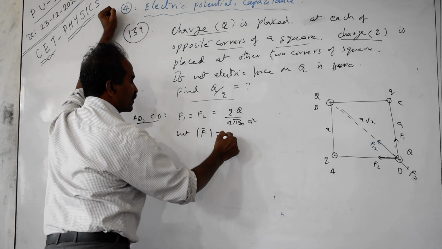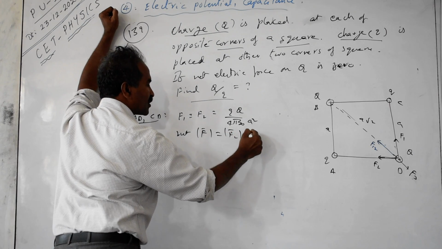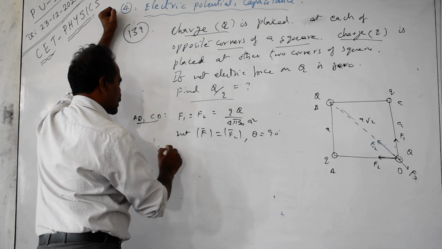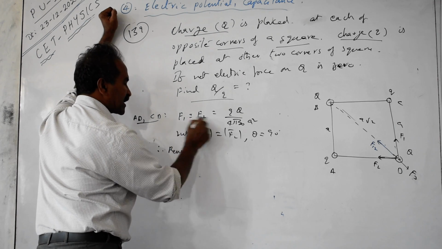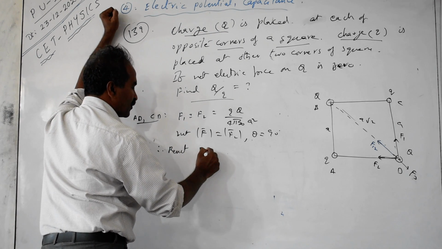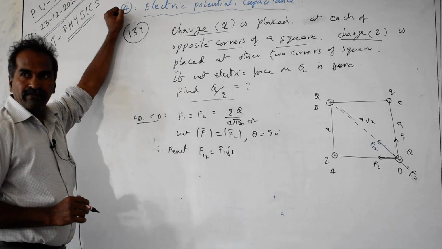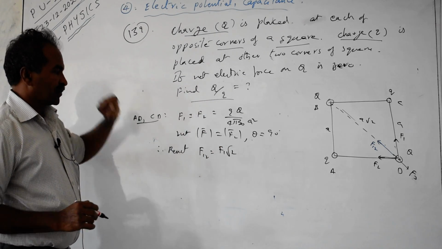F1 magnitude is equal to F2 magnitude, and theta between these two is 90 degrees. Therefore, the resultant of F1 and F2 is F12 equals F1 root 2, and F1 is equal to F2. F1 is this value, or F2 is the same value.